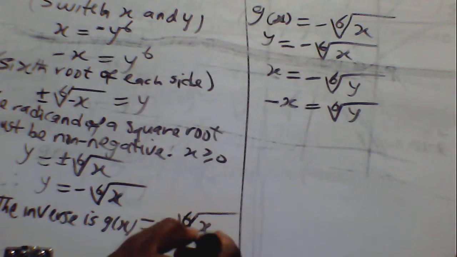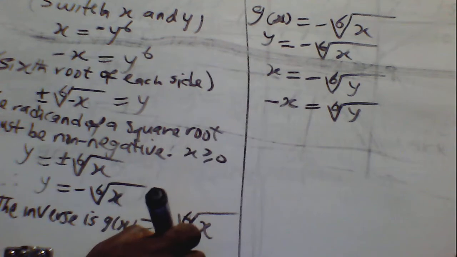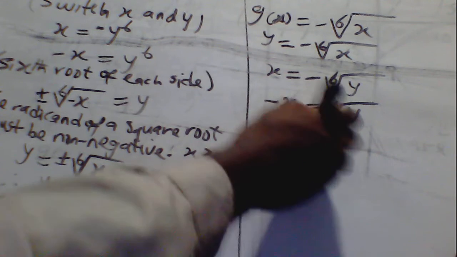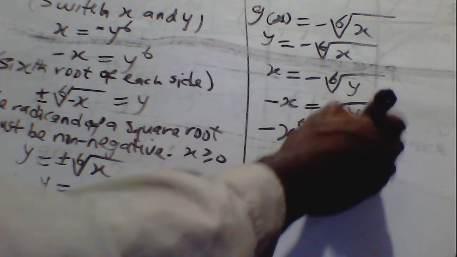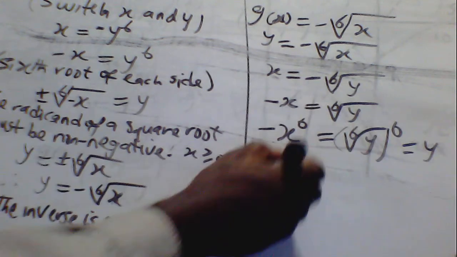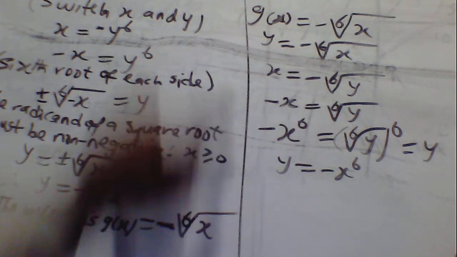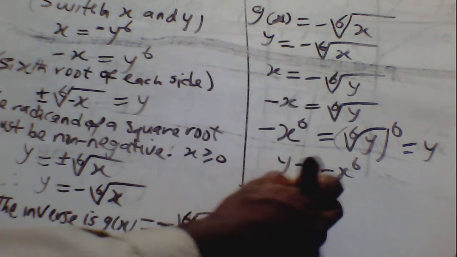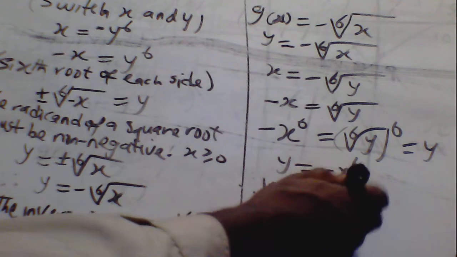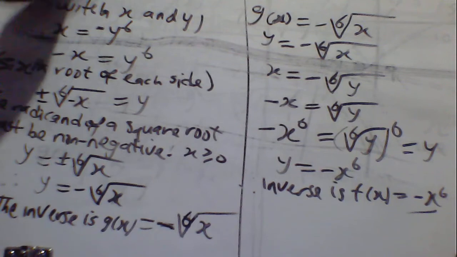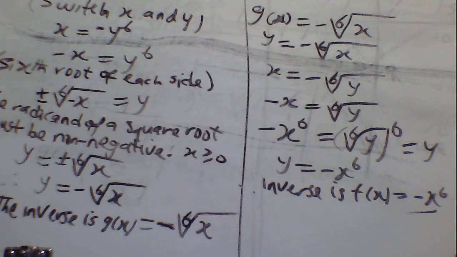Then multiply both sides by the exponent of 6. So this will give us negative x raised to power 6 is equal to, if we raise this to 6, the radicand of this will create the exponent to give us y. So y is equal to minus x raised to power 6. Is it not? Because we use g, therefore the inverse is f of x equals minus x raised to power 6. You arrive at the original function. So this is correct.